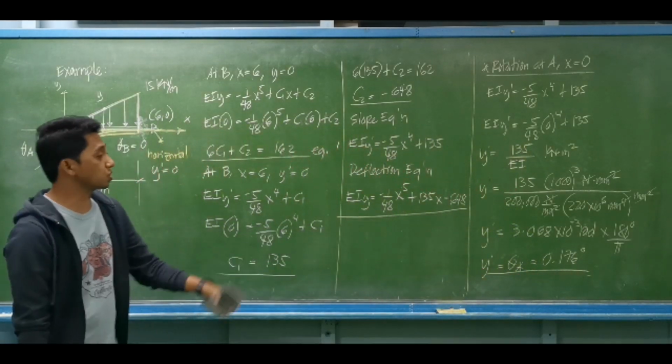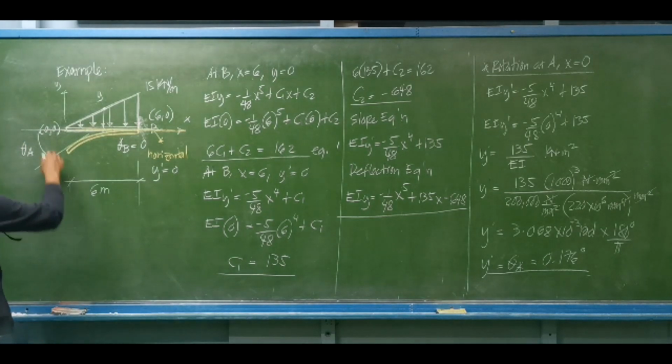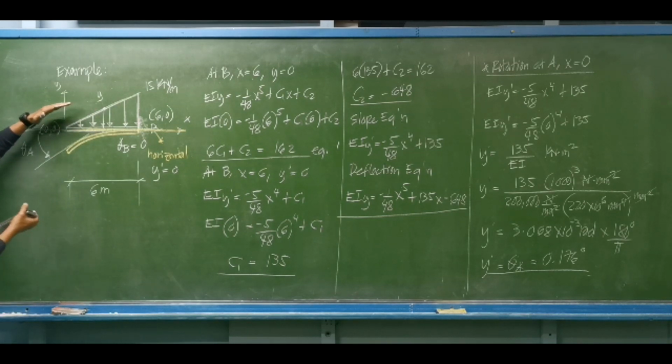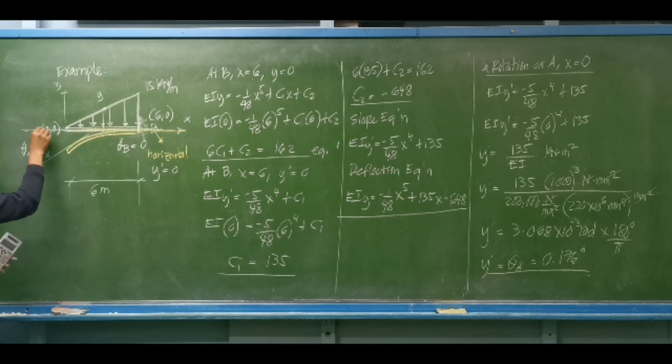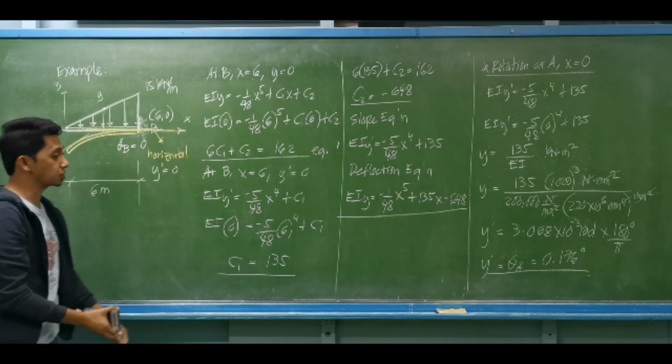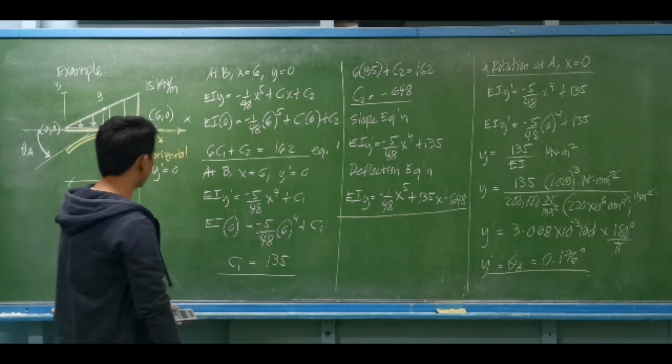As you can see, bakit positive yung rotation at A this time? If you are to observe, this is the horizontal position of the beam initially without the load. Upon the application of the load, it will obviously deflect downward. So this is the rotation of the beam. As you can see, this is counterclockwise. So which means we have a positive angle of rotation.